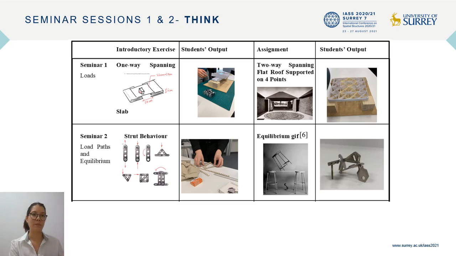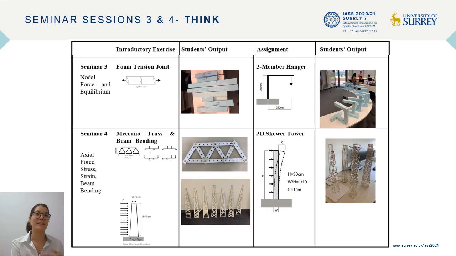For example, in our first seminar, we made them design with paper one-way spanning roofs. When they understood the behavior, for the take-home assignment, we went on to 2-way spanning roofs. This idea and pattern is repeated in the other seminars. In the same fashion, you could see in seminar sessions 3 and 4, the same increase in complexity of exercises. For example, from a simple member, we go on to a hanger. From a simple truss member, we went on to a tower design.